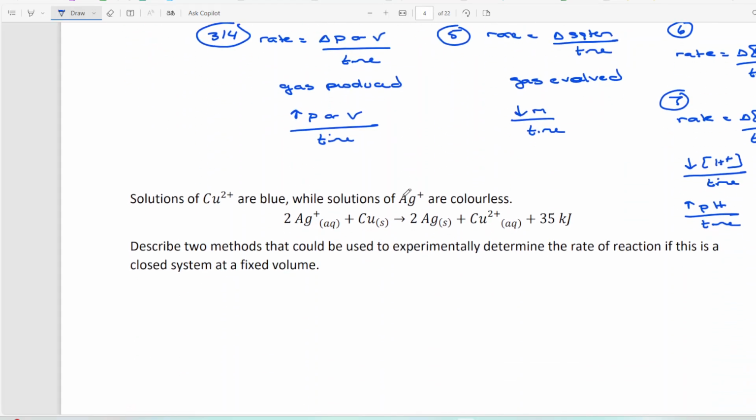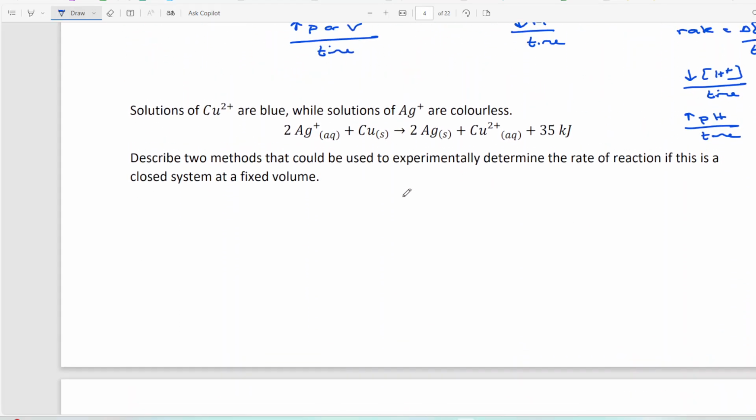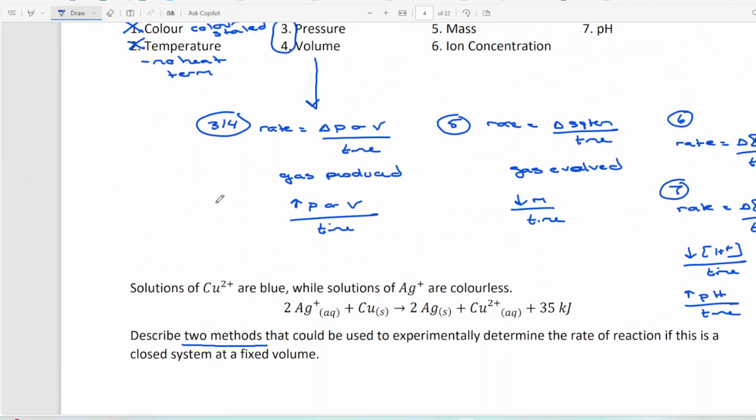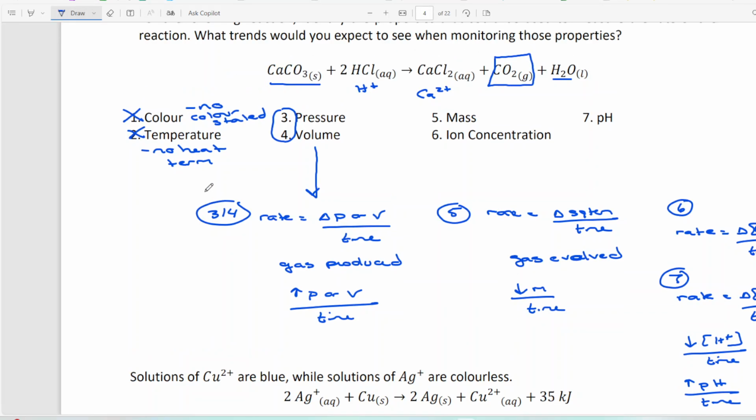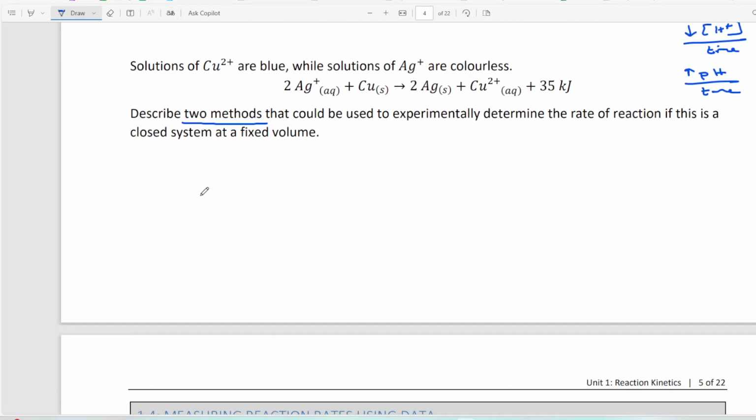All right, so pause the video, see if you can give this one a go. This one, it just says 2 methods. So if this was a test question, there's probably more than 2 methods that could be used. But can you determine 2 methods that could be used to determine experimentally the rate of this reaction? To give you a hint, there's the 7 options up top. And so you're going to pick 2 of them down here.